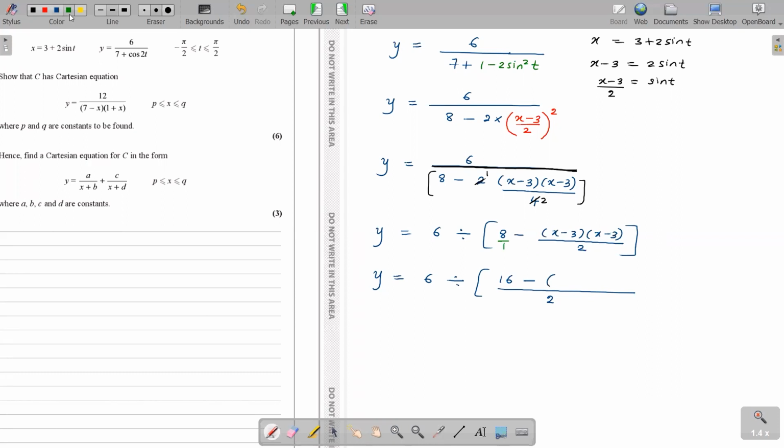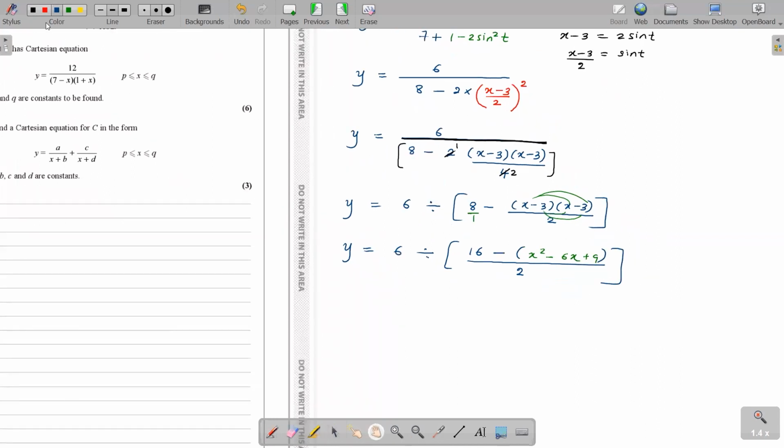So be careful. So I get here x square minus 3x minus 3x is minus 6x minus 3 into minus 3 is plus 9. Are you with me? So then open the bracket now. y equals 6 divided by 16 minus x square plus 6x minus 9, whole thing divided by 2. Is that okay?